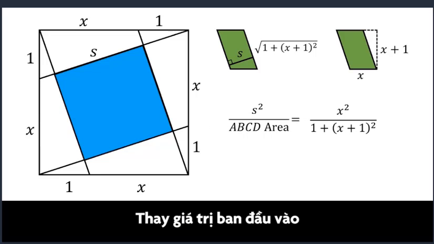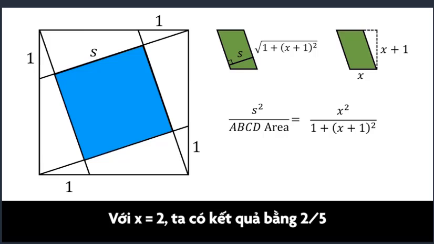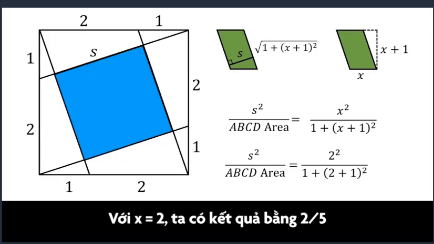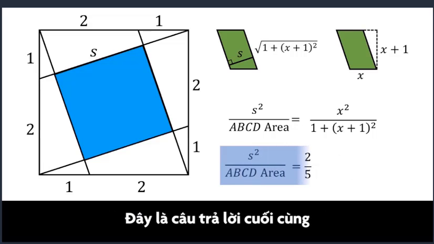We can then solve for particular values. For example, if x is equal to 2, we can easily calculate that the fraction that's shaded in blue will be equal to 2 over 5. And that's the answer.